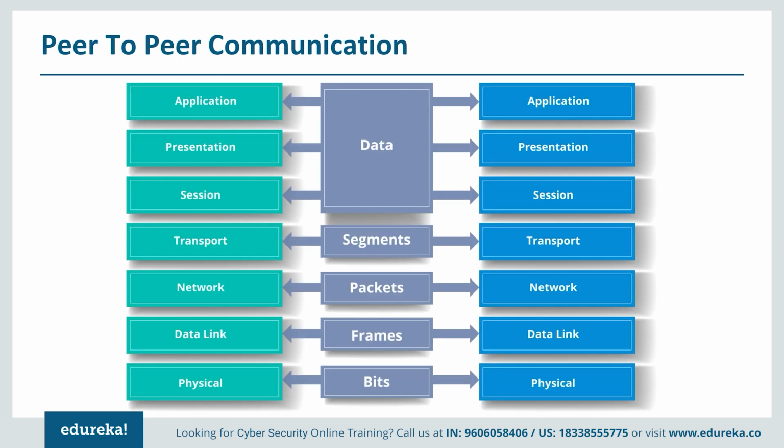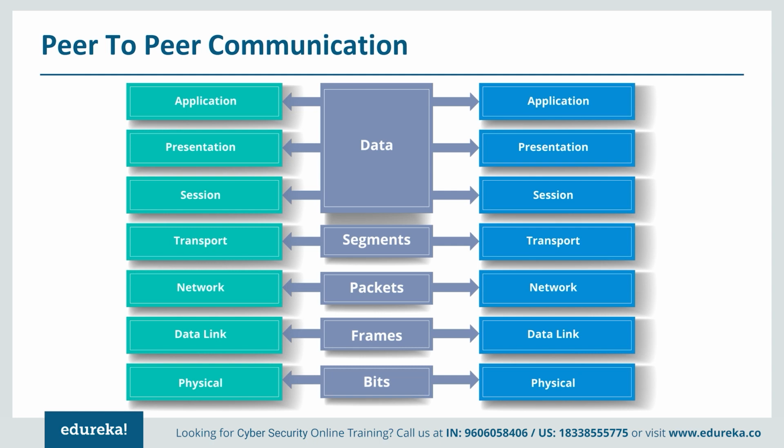This is the same way peer-to-peer communication works. The physical layer can understand the physical layer. The data link layer can understand the data link layer, but the word is frames. The data link layer can only read and understand frames. The network layer is for packets, and the transport layer is for segments. And the top three layers are considered data.